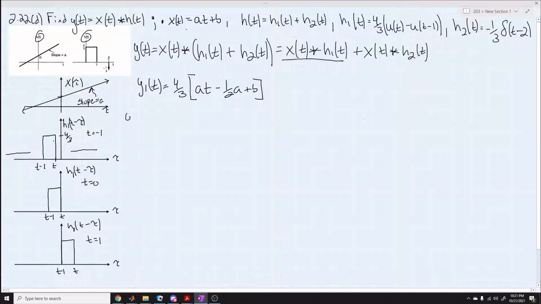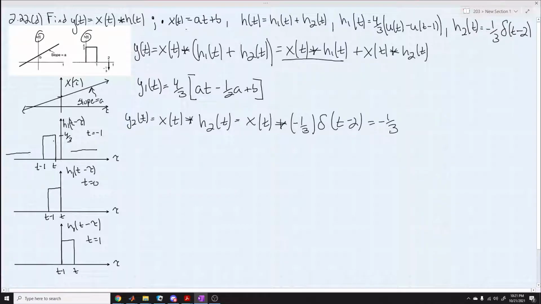Now, for y2 of t, that's going to be equal to x of t convolved with h2 of t, which is equal to x of t convolved with negative 1/3 times delta of t minus 2. And we'll pull that negative 1/3 out front, and we get x of t convolved with delta of t minus 2. Now we can apply the sifting property here. So we have y2 of t is going to be equal to negative 1/3.